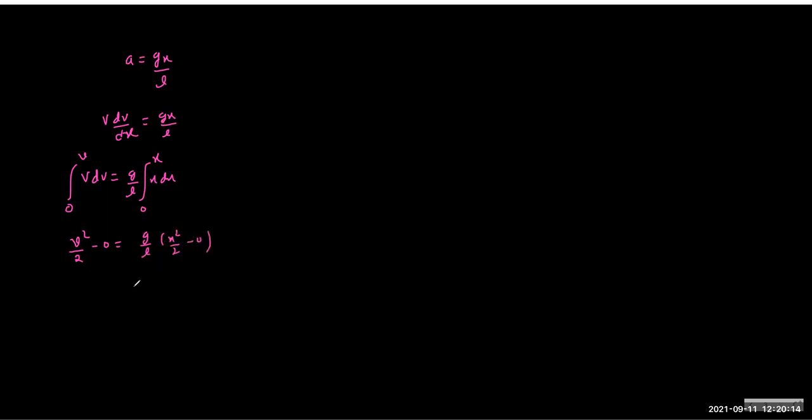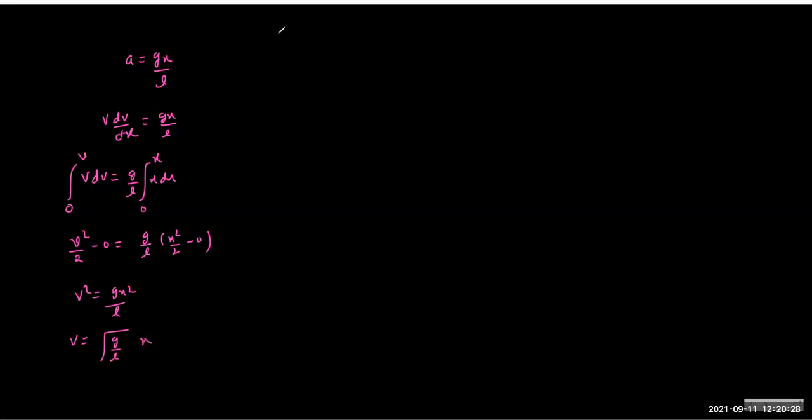Now we have derived the first part and we know how to use the kinematics, so we can write a as v dv by dx. Now it's a basic integration, so you rearrange the terms and integrate. When x is zero, when you just started the motion, it was released from rest, so v is zero. So v square by 2 minus 0 gives you gx square by 2L minus 0. Fortunately, we don't have a non-zero initial term. So v square turns out to be g x square by L, so v is definitely root of g by L into x.